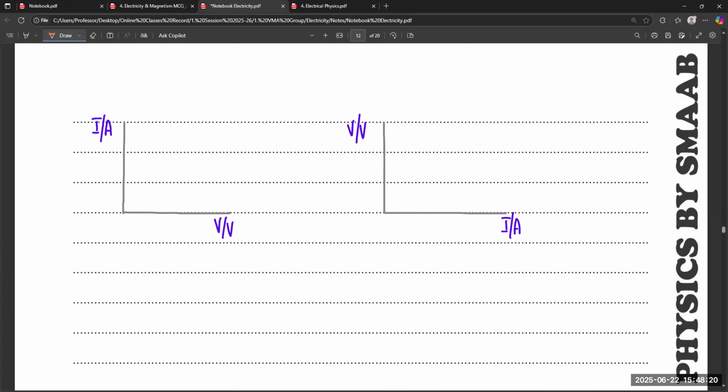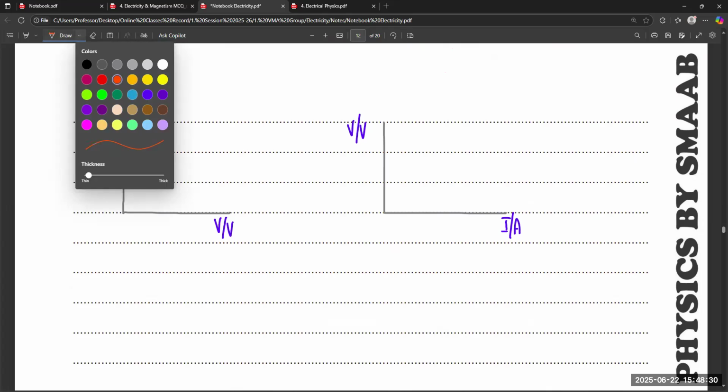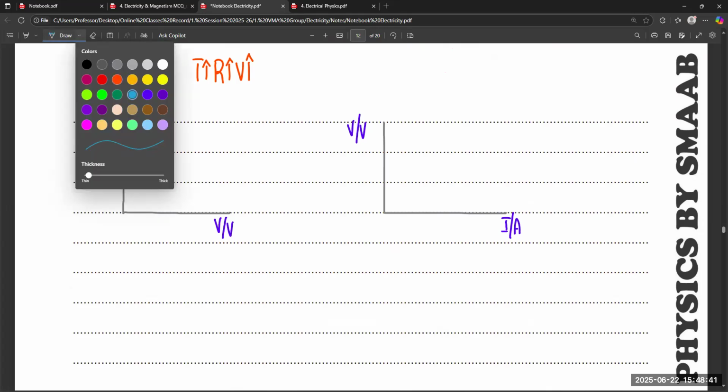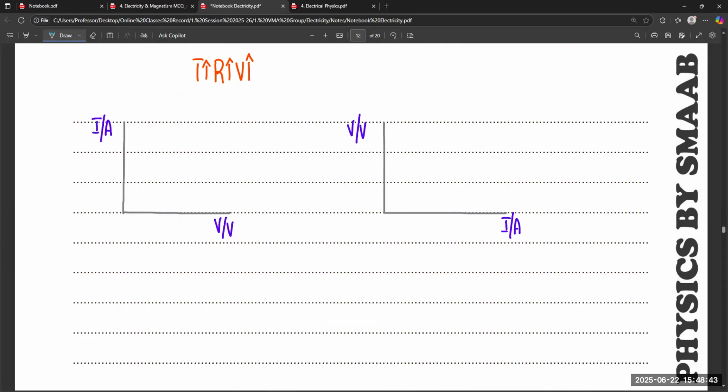And if we talk about the representation, as we discussed, when temperature increases, resistance also increases and voltage increases. So it means that your graph bends towards the voltage axis, like this. Graph bends towards the voltage axis in this way.